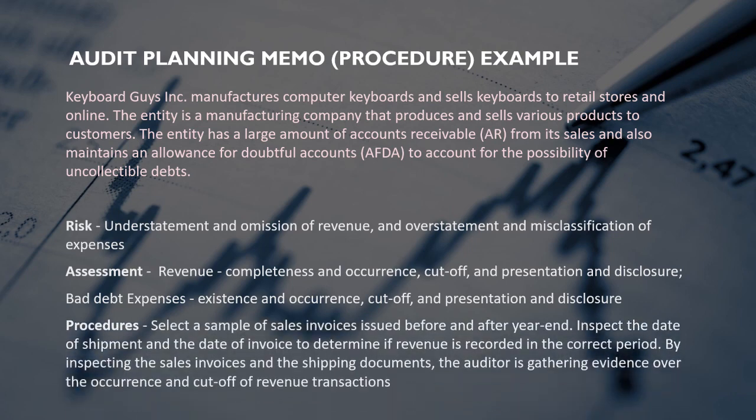Lastly, procedures. Select a sample of sales invoices issued before and after year-end. Inspect the date of shipment and the date of invoice to determine if revenue is recorded in the correct period. By inspecting the sales invoices and the shipping documents, the auditor is gathering evidence over the occurrence and cutoff of revenue transactions.